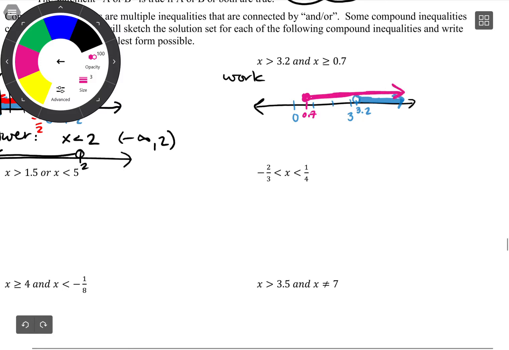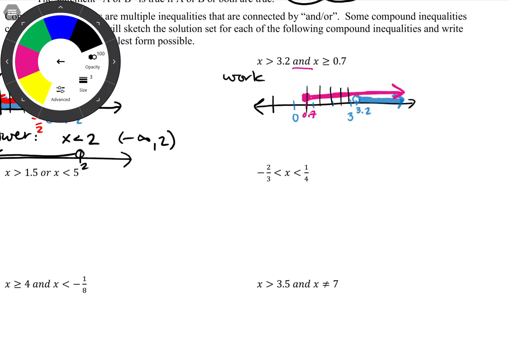Okay, so again, going the same direction, but this time when we go to figure out our solutions, we're working on an and statement. So in order to make the and statement true, both of the inequalities have to be satisfied. So if I start over here, neither one is true. When I get to 0.7 and all the way up through 3.2, one of the statements is true. That's not good enough for and.